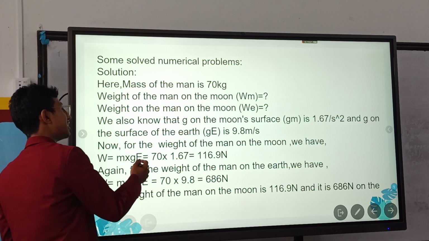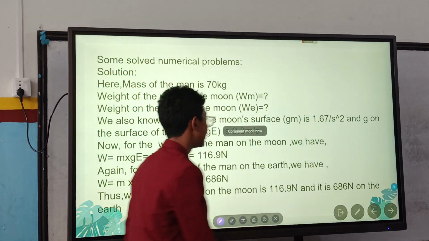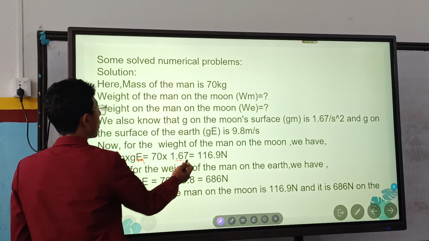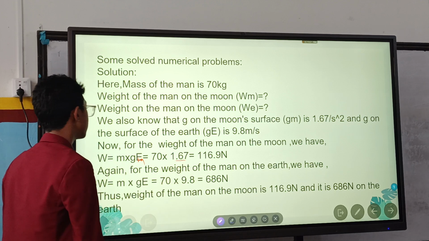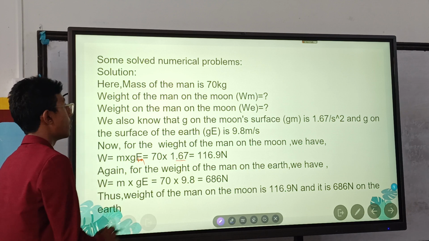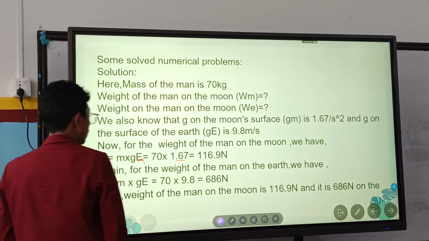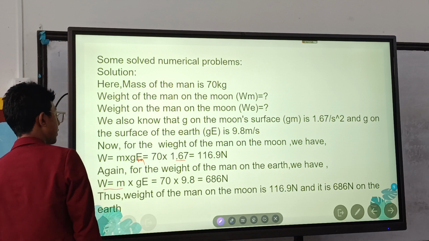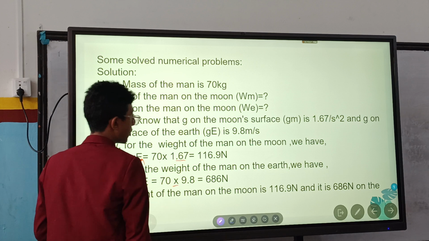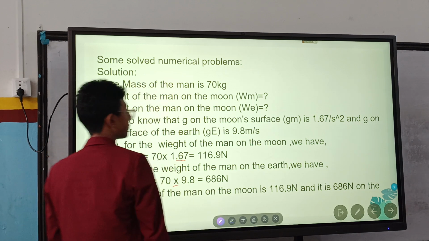There is a mistake here. It should be m, because we have used 1.6 as the moon's gravity. By multiplying these two, we get the weight of the man on the moon. To find the weight of the man on the earth, W equals m into g of the earth's surface. So 70 into 9.8 of earth's gravity equals 686 Newton.